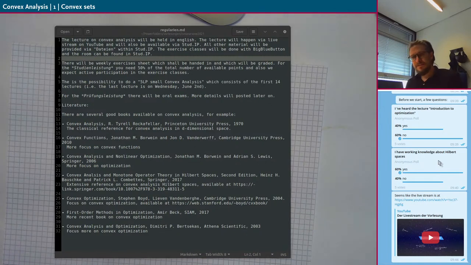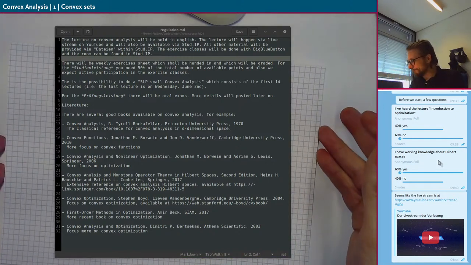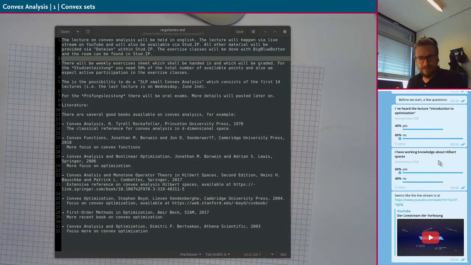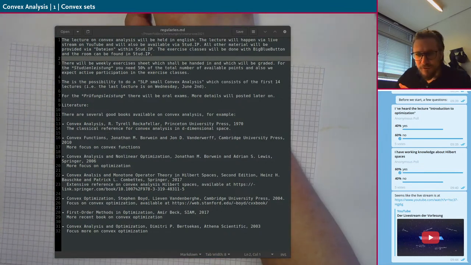The other standard example is the space of square integrable measurable functions on some set. It's also a Hilbert space with an appropriate norm, but we'll probably not talk about this here. Anyways. Okay, so that was anything I wanted to say before.